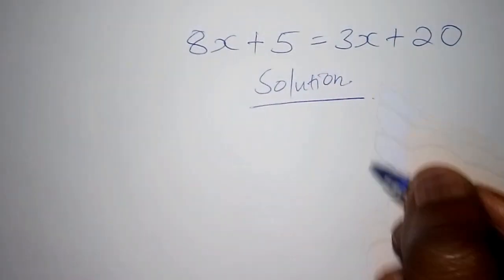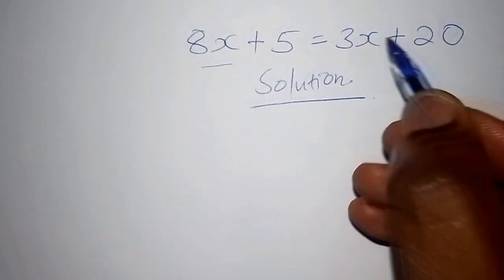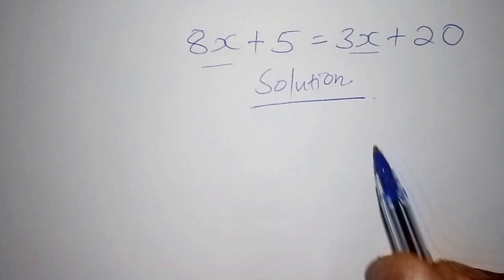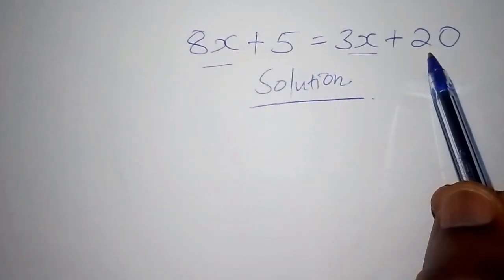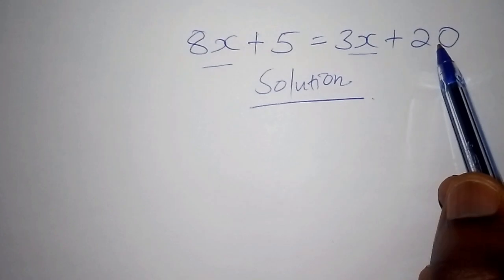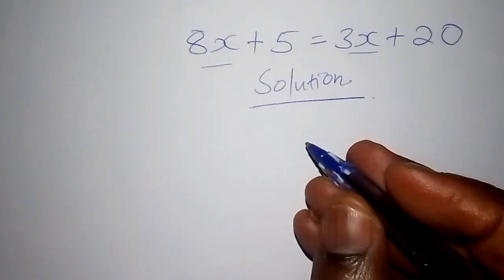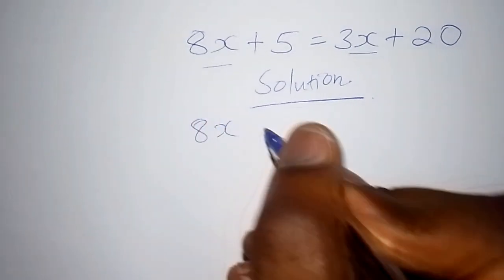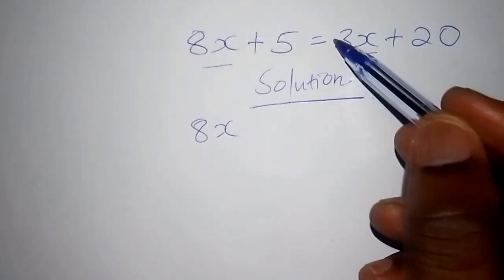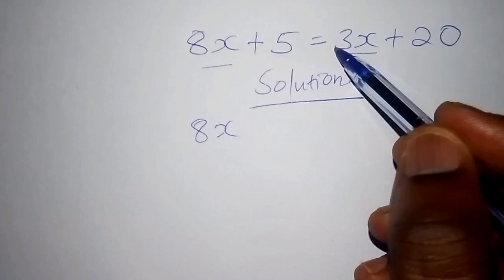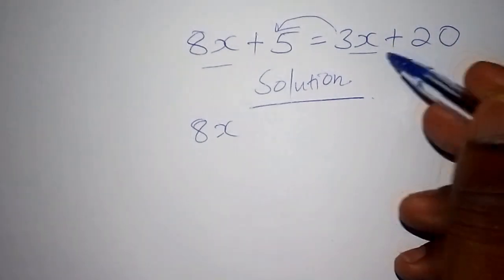In a similar way to the other one, we need to bring 8x and 3x into the same space. Then from this other side, 5 and 20, we also have to bring them together. The reason is that 8x and 3x are the known, or the like terms. So let's start. We shall have 8x. We need to bring this 3x to this other side. When you see 3x here, it's a positive number, so when it crosses the equal sign, it shall be a negative number.